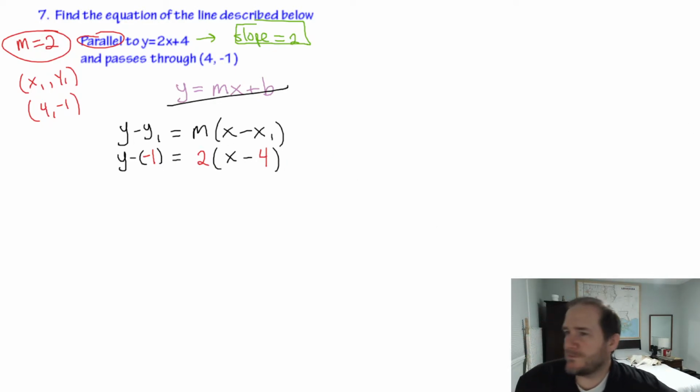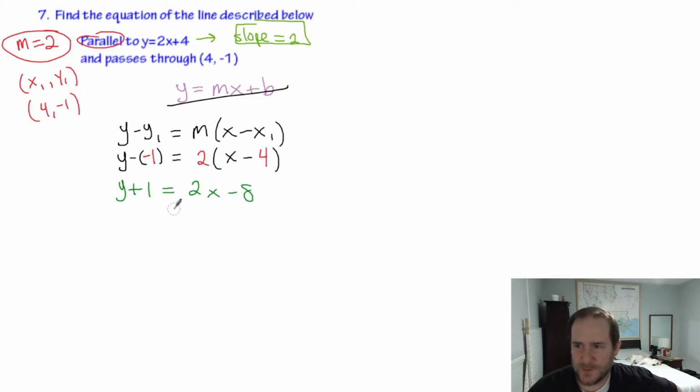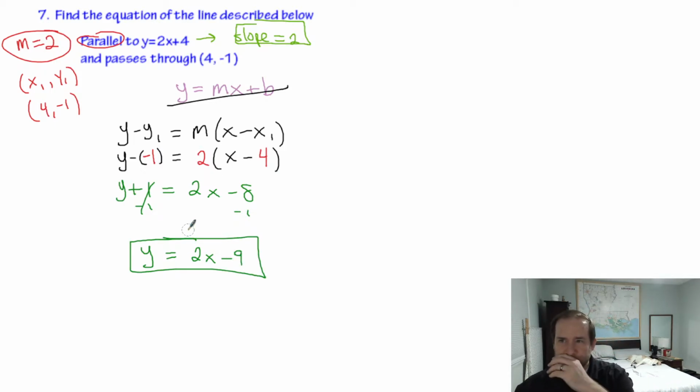Now that equation, that's our answer. There it is. I just want to clean it up now. I just want to solve for y. So minus minus we know becomes y plus 1. And I do want to distribute this 2. So this will become 2x minus 8. Then I just subtract 1 from both sides. Minus 1, minus 1. So you get a final answer of y equals 2x minus 9. So that's one way you could do it. And I'll show you another way.